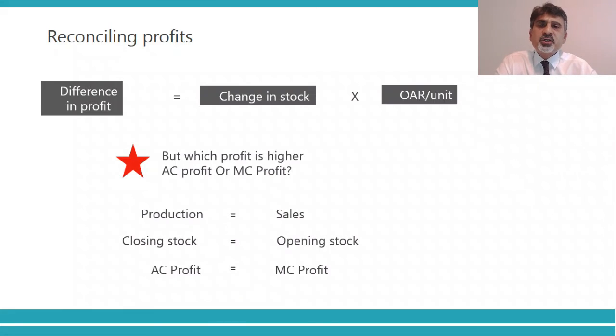If your production is equal to sales, which means you produce 1000 units and you sold 1000 units, whatever you produced, all of that you sold. So it means your closing stock will be equal to opening stock. And if both inventories are equal, both profits are equal. But if your production is more than your sales, you produced more and sold less, like in our case I produced 1000 and sold 700. In that case closing inventory will be greater than opening inventory, just like in our case it was 300 units and it was 0. And then absorption costing profit will be more than marginal costing profit.